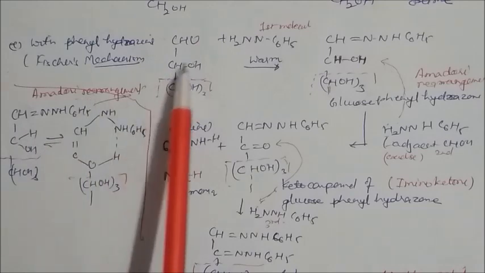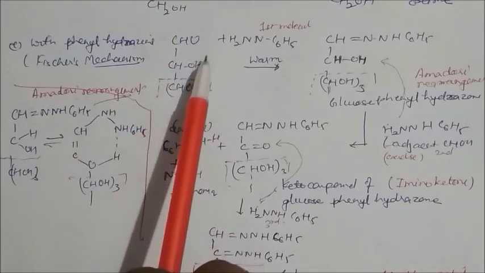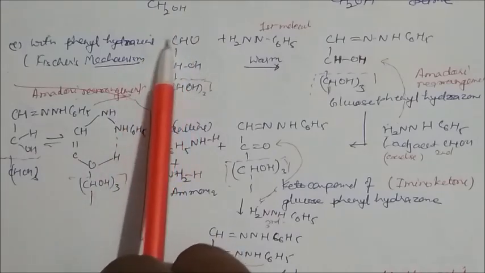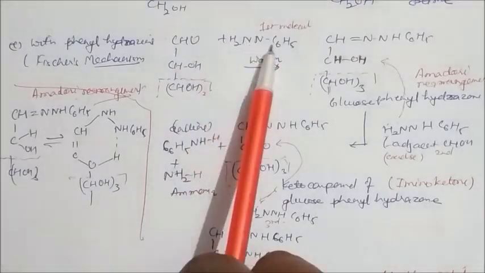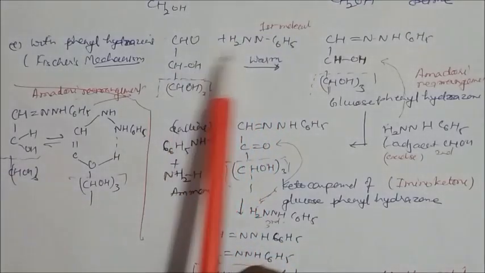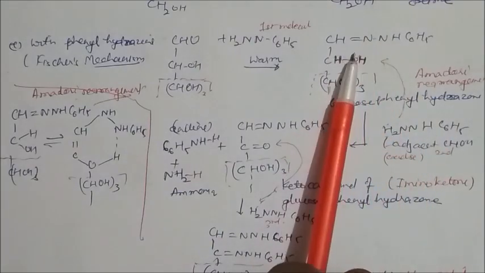So in this case, CHO, CHOH, the remaining part is the same, so I am not writing it, only this part and this part are important. The carbonyl part will react with phenylhydrazine, H2NNHC6H5. This is the first molecule, and you will get this compound, glucose phenylhydrazone.